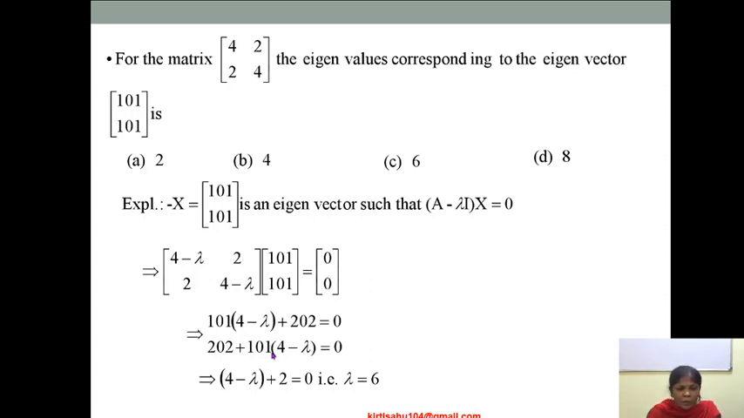Usually I say, whenever you have a set of equations, try to find out its independent nature. If I divide both equations by 101, you will get only one equation, and that is 4 minus lambda plus 2 equal to 0. On solving this, you will get directly lambda is 6. Very simple, right? I hope you understood how to find the value of lambda, that is the eigenvalue, when the eigenvector is given. Let us move on quickly to the next question. So obviously option C is the correct choice.